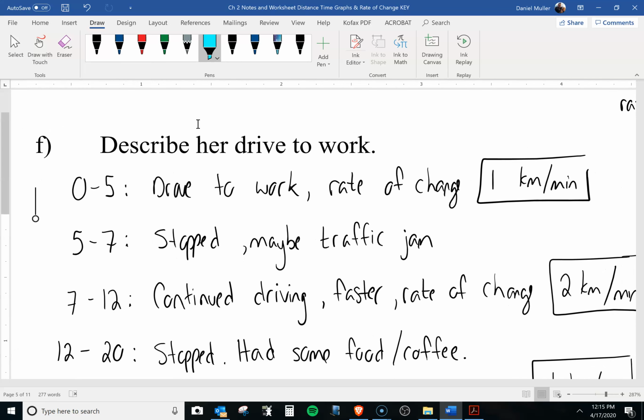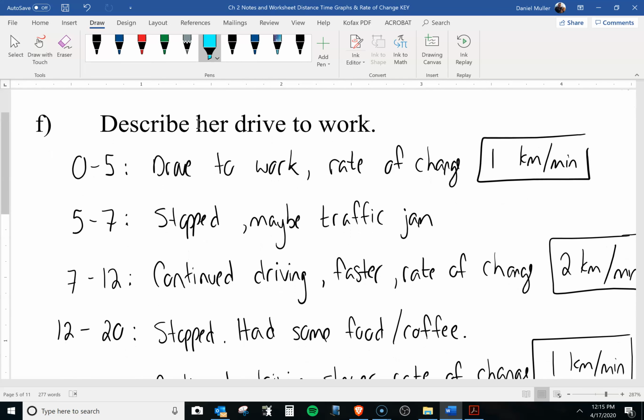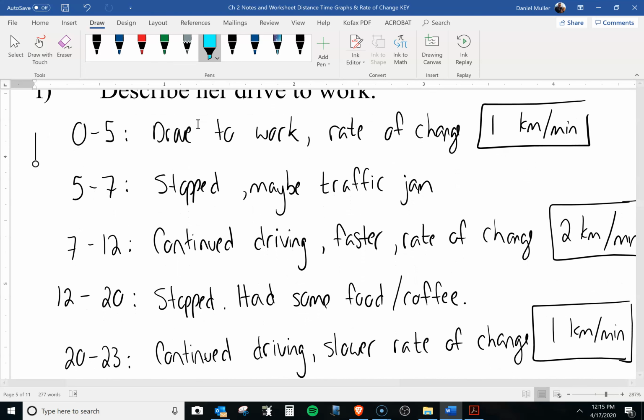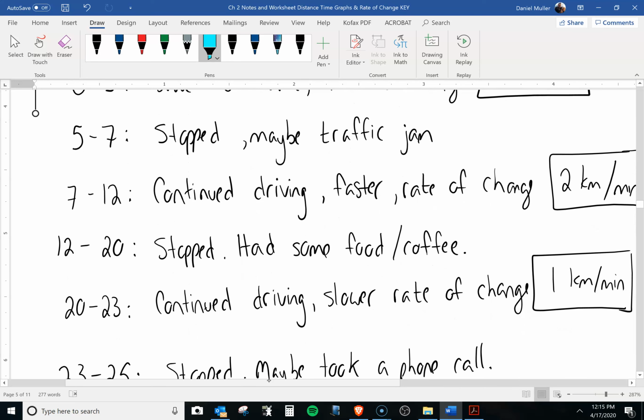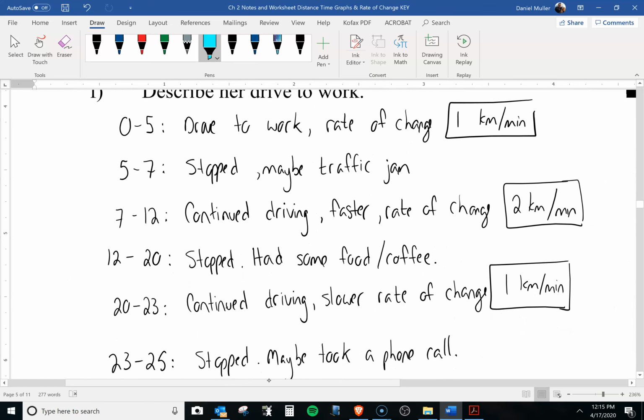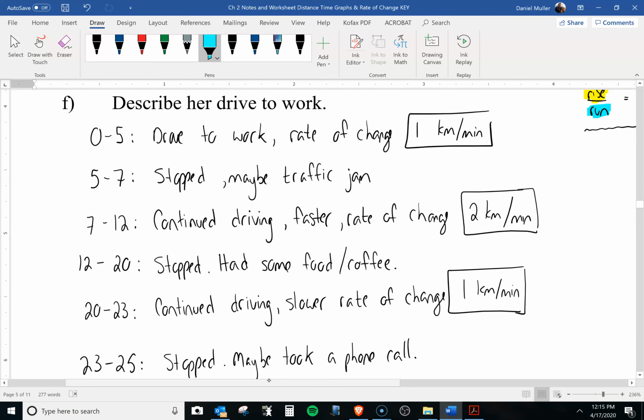Then from 12 to 20, we had a big 8-minute stop. Maybe there was some food or coffee or something that Marissa had at this time. Then she continued to drive at a slower rate again, back to the original rate of 1 kilometer per minute. And then did it for 3 minutes. And then for the last 2 minutes, there was some sort of stop. Maybe that's when she took a phone call.